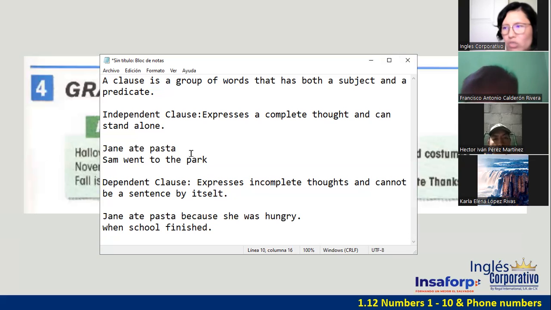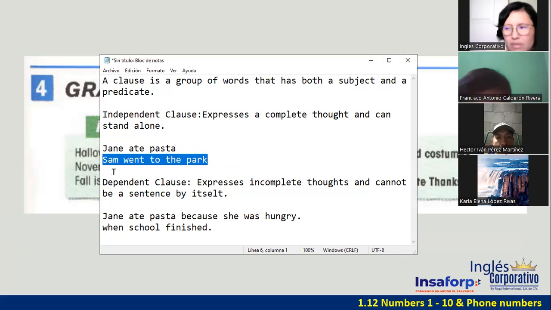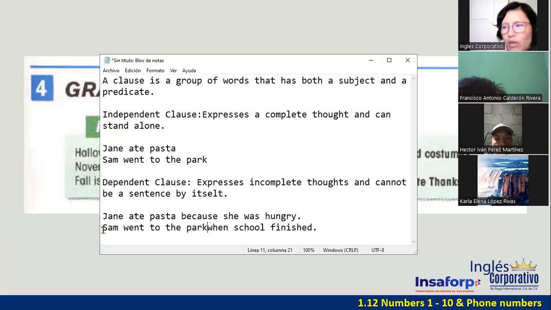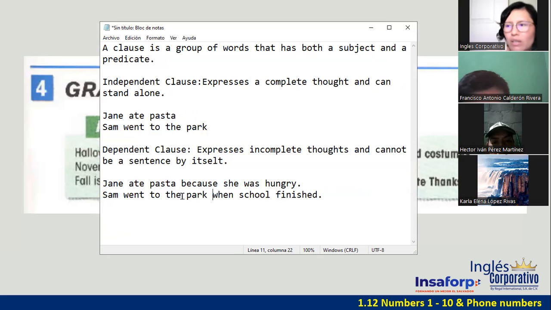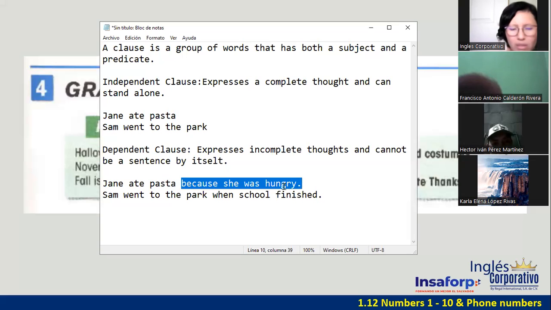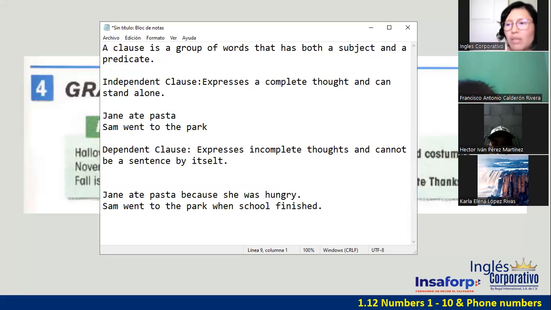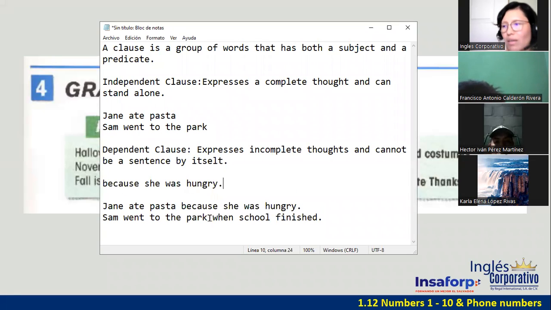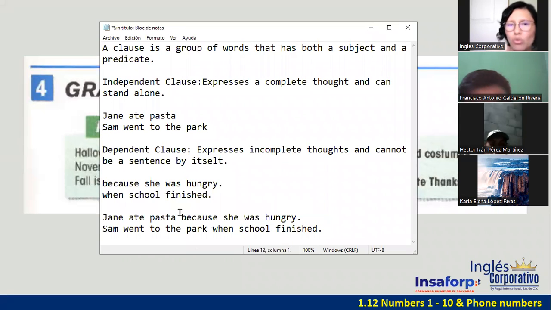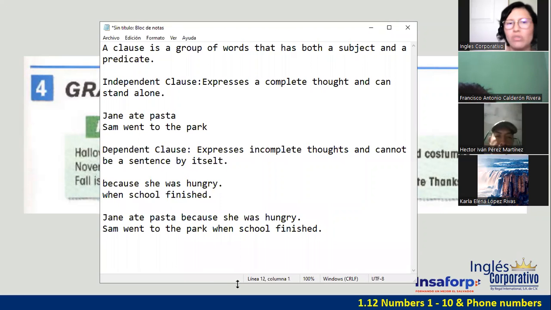Jane ate pasta because she was hungry. And Sam went to the park when school finished. Entonces, generalmente las cláusulas que vamos a encontrar van a contener oraciones dependientes e independientes, ¿verdad? Las independientes son las que pueden llevar la idea por sí mismas y pueden ser oraciones completas, las dependientes no, ¿verdad? No tienen sentido por sí solas, ¿de acuerdo? ¿Preguntas, chicos? Questions?